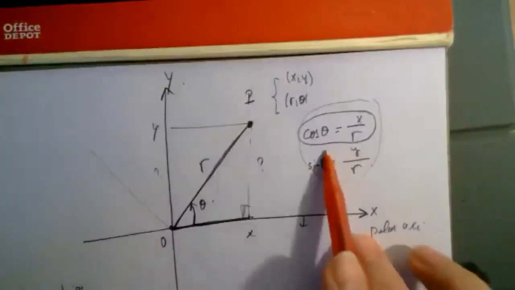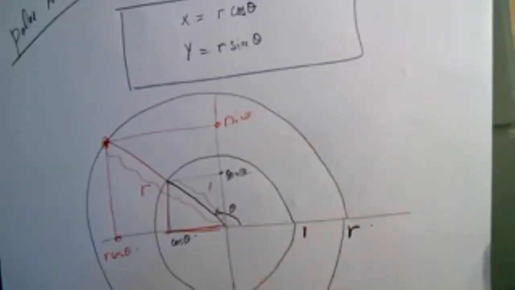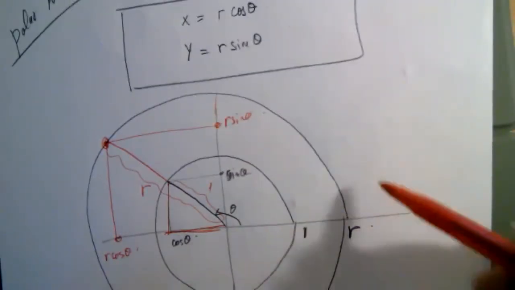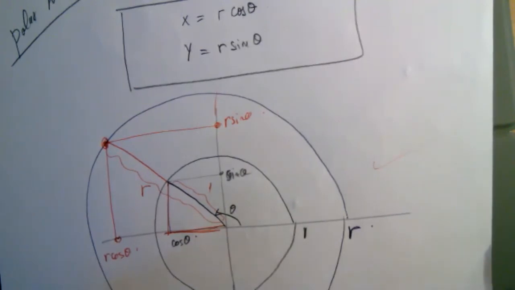Okay, so I showed it to you here to help you memorize it, but it holds in general because of the definition of sine and cosine on the unit circle. That's why it holds all the time.